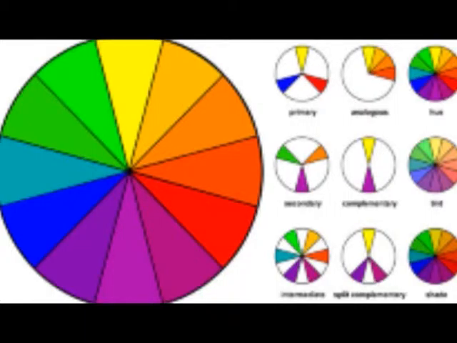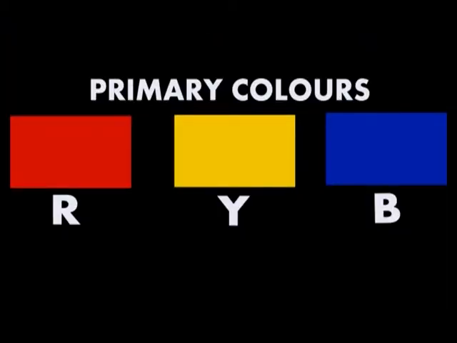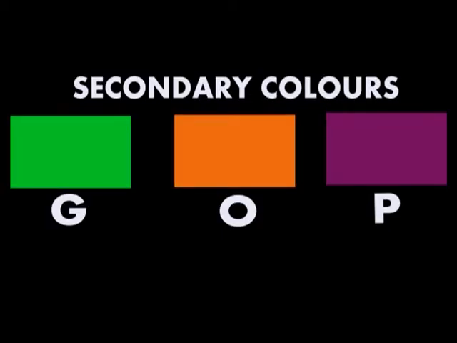Now, color types. Simply put, color types can be primary, secondary, or tertiary. In the RYB or subtractive color model, the primary colors are red, yellow, and blue. The 3 secondary colors, green, orange, and purple, are created by mixing these 2 primary colors. Another 6 tertiary colors are created by mixing primary and secondary colors.